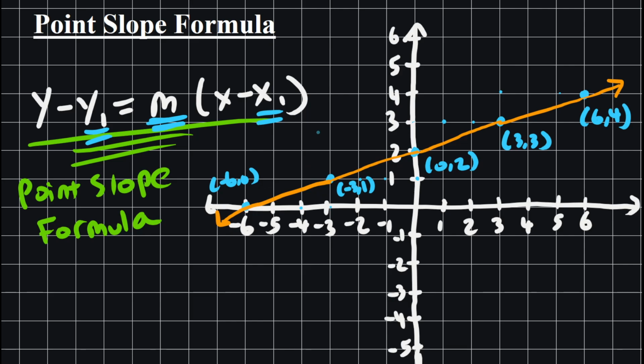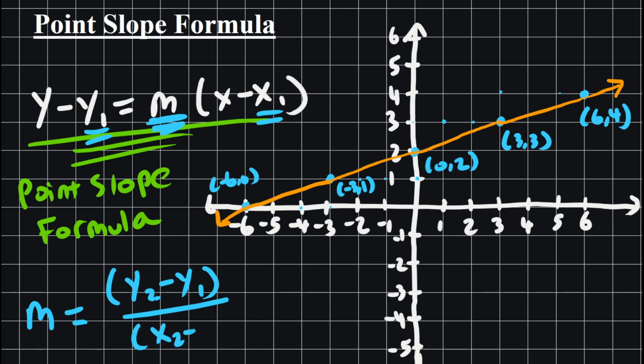So, okay, let's go ahead and start with the slope. How do we know the slope? So the slope, let me actually write its formula. So the slope goes y2 minus y1 over x2 minus x1.